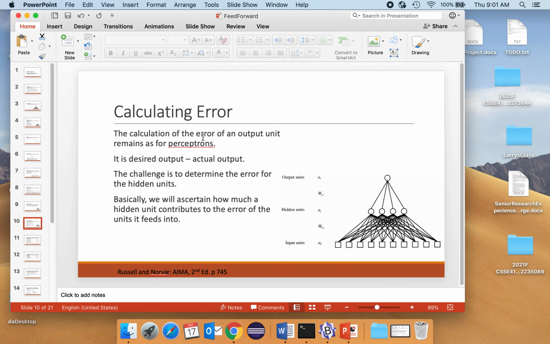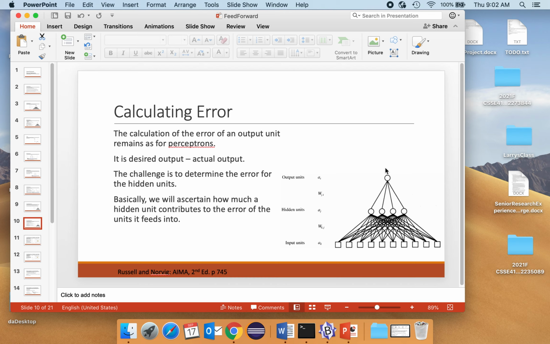So calculating the error at the output unit is the same as for perceptrons. We have a value that is being calculated by the network, and we know the desired output. And so we do desired output minus this one over here, and that's our error. But the challenge is, what's the error of this unit, or this unit, or this unit? We can't so simply do this output over here minus this one over here. That just doesn't work.